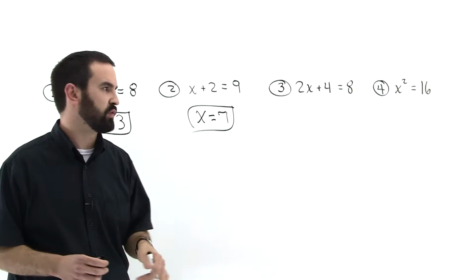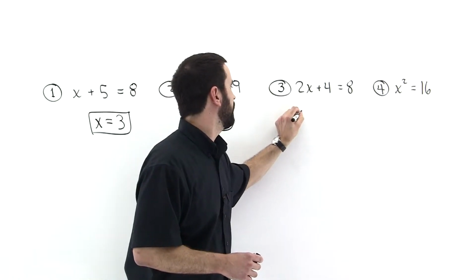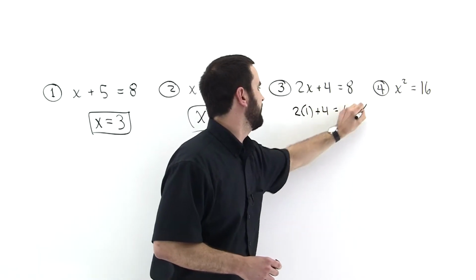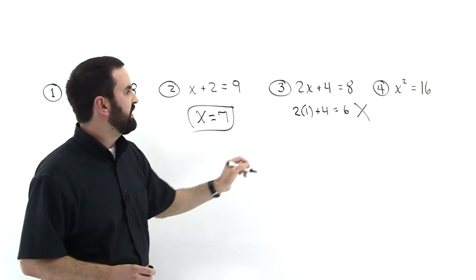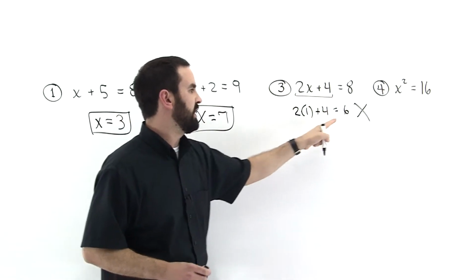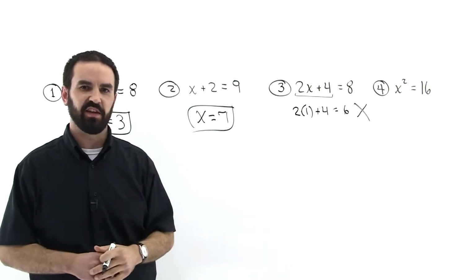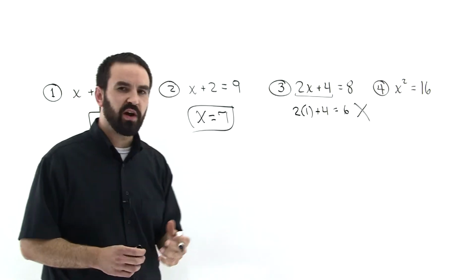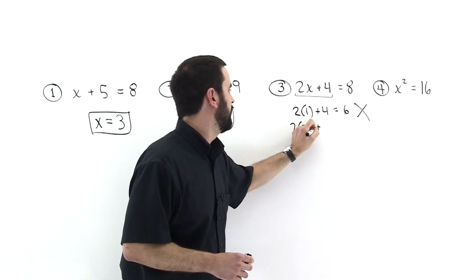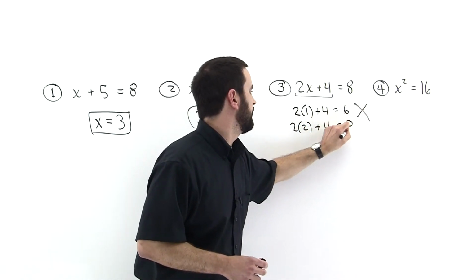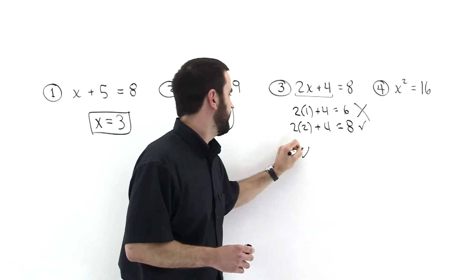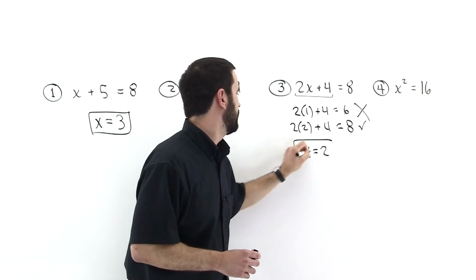So let's try x equals 1. And if we try x equals 1, we have 2 times 1 plus 4 is equal to 6. Well, that is not correct because this side has to be equal to 8. And whenever we plugged in 1, it was equal to 6. So that does not satisfy the equality. Let's try x equals 2. 2 times 2 is 4, plus 4 is equal to 8. So whenever x equals 2, the equality is satisfied, and therefore x equals 2.